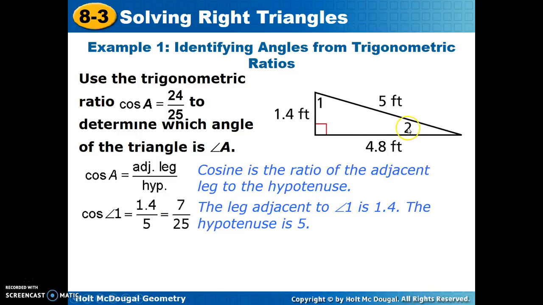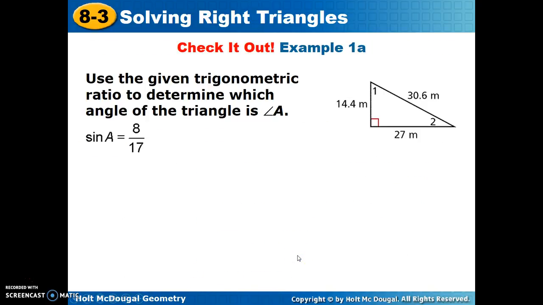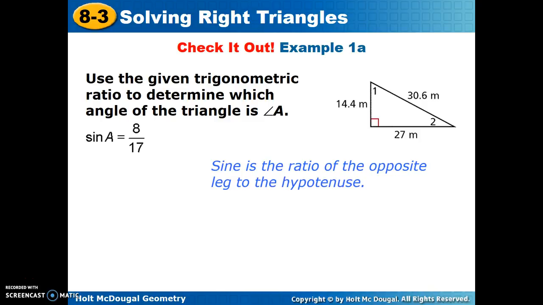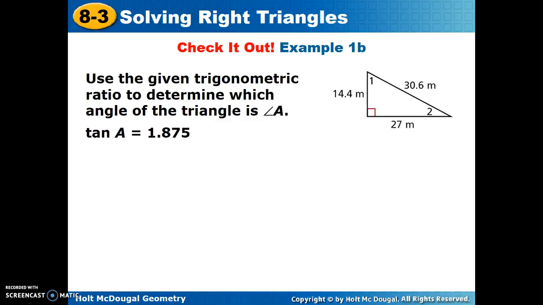And then how about cosine of angle 2? Let's see. Adjacent here, the side next to the angle, divided by the hypotenuse, 5. You get 4.8 over 5, which comes out to 24 over 25. So therefore, which one, angle 1 or angle 2? Since cosine of angle A is this, and cosine of angle 2 is that, then they're the same thing. Good, so you could see we're going to go through the same idea here. I'll leave it up so you could kind of look at that.